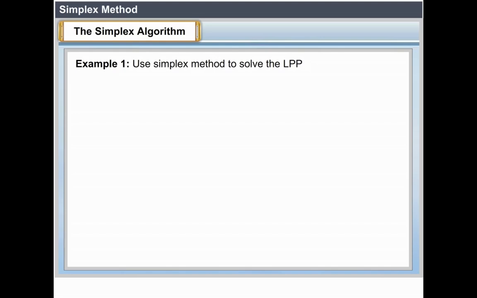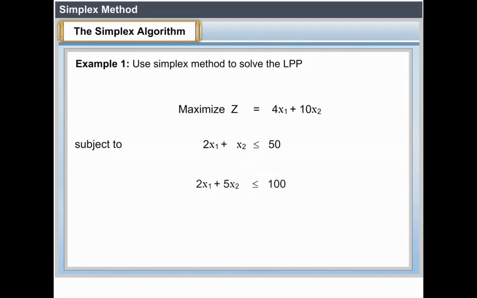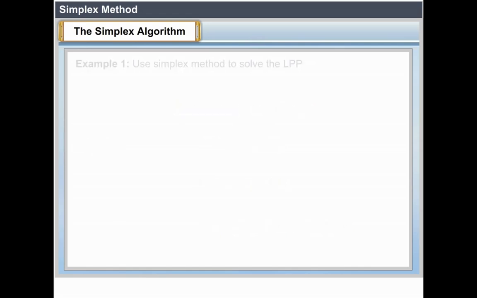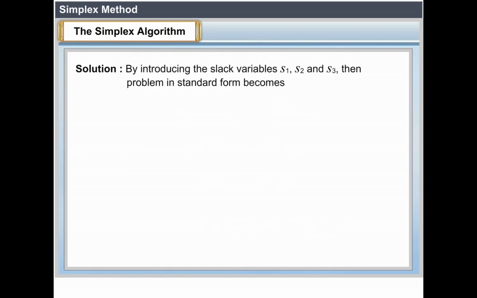Example 1. Use the simplex method to solve the LPP, that means linear programming problem. Maximize z = 4x1 + 10x2 subject to 2x1 + x2 ≤ 50, 2x1 + 5x2 ≤ 100, 2x1 + 3x2 ≤ 90, and x1, x2 ≥ 0, by introducing slack variables S1, S2 and S3.